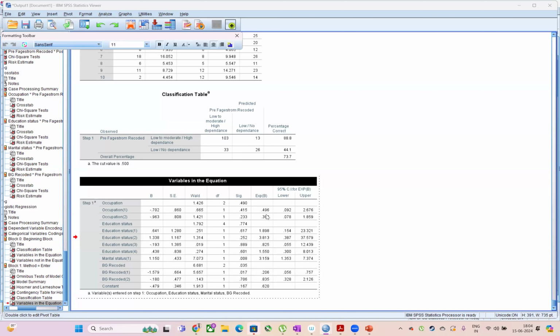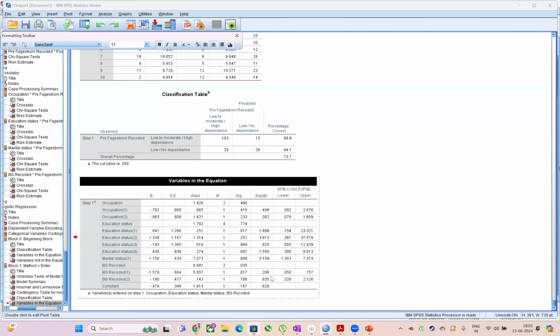Here you have the exponential beta. This exponential beta is the odds ratio. So if you see over here, marital status has an odds ratio of 3.1 with a 95% CI lying between 1.3 and 7.3.